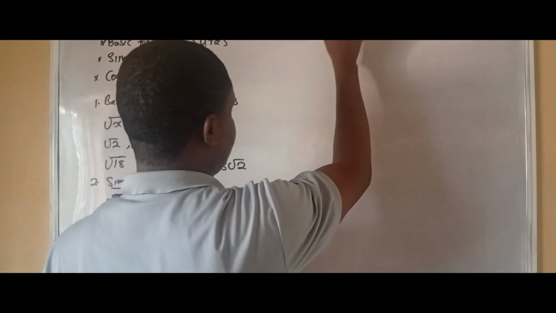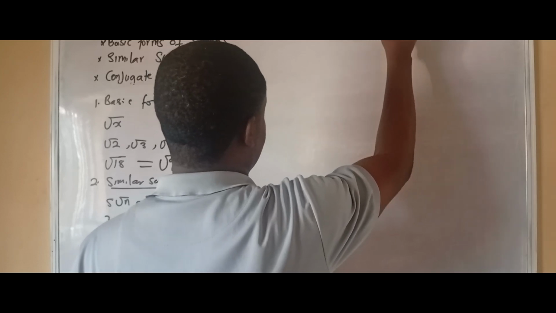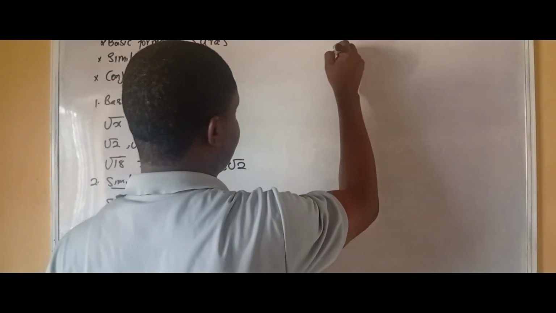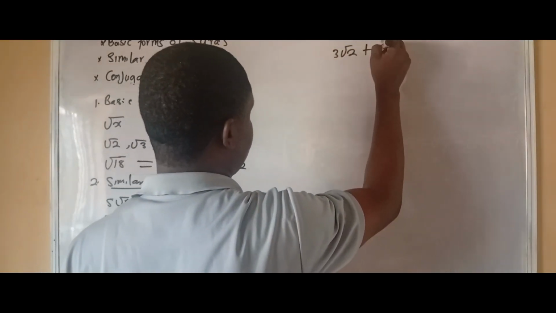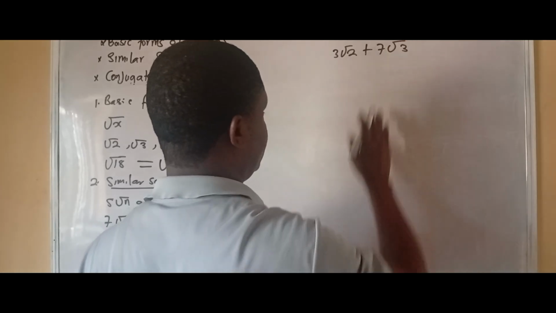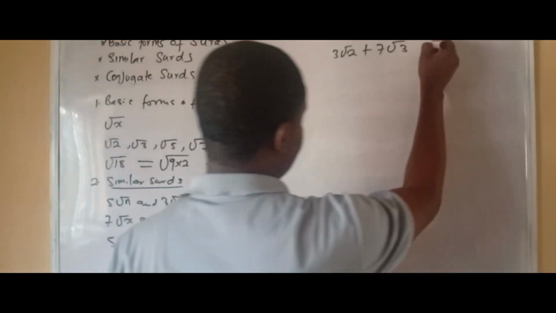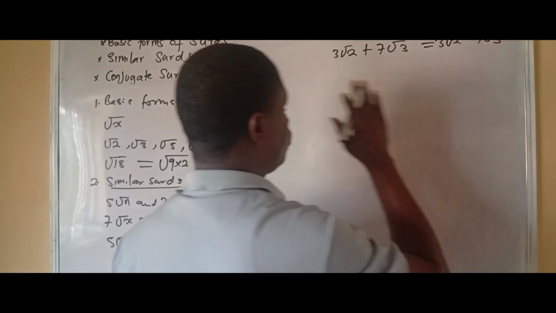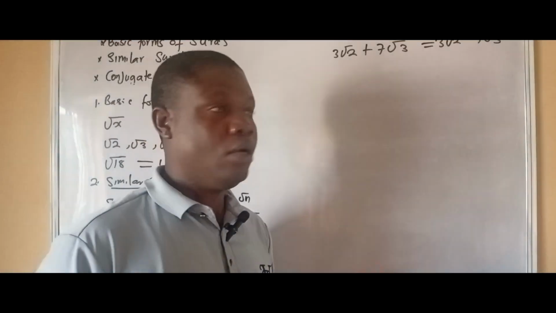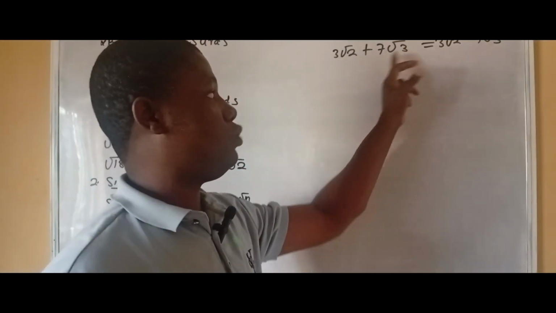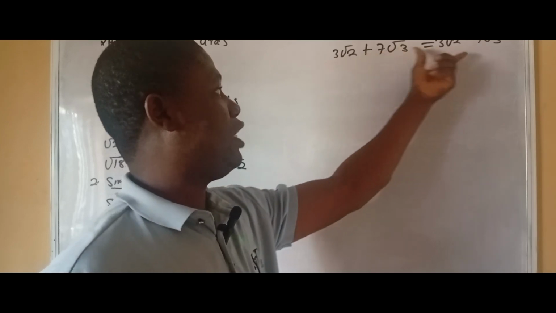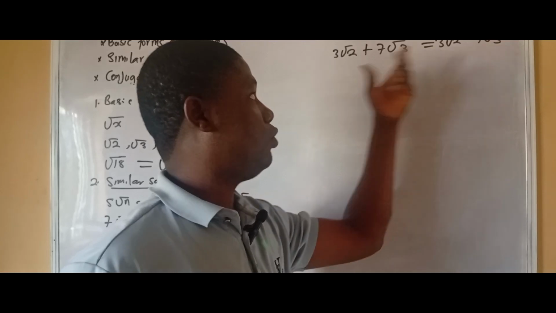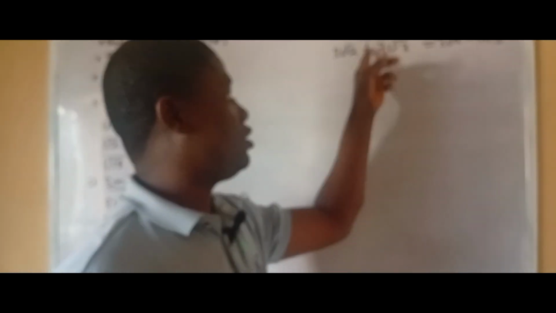So the next one that we have is conjugate surd. If you have a surd, for instance 3 root 2 plus 7 root 3, the conjugate of this surd is 3 root 2 minus 7 root 3. So conjugate surds are similar in expression, but the only difference is in the sign in between them. You can see here they are similar in expression. We have 3 root 2, we have 3 root 2, we have 7 root 3, we have 7 root 3, but the only difference is in the sign in between them. So this is plus and this is minus.